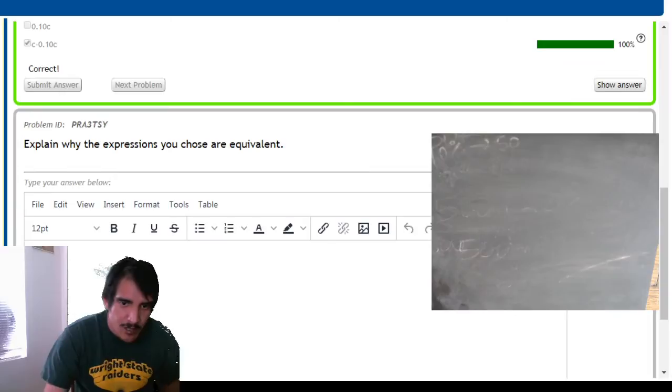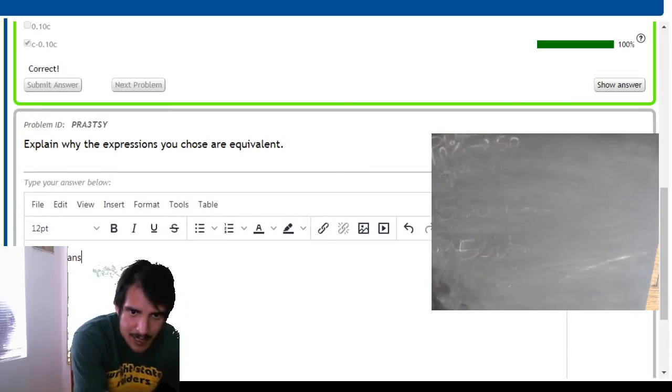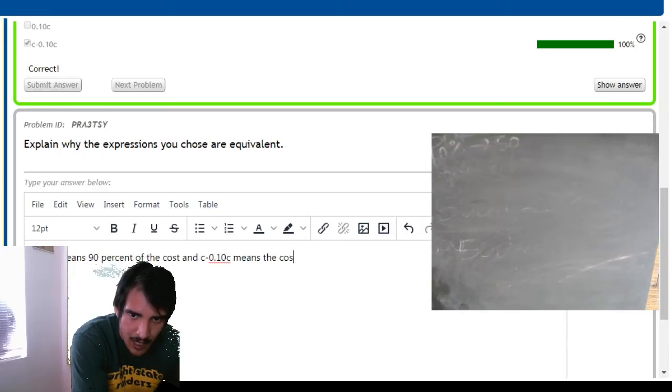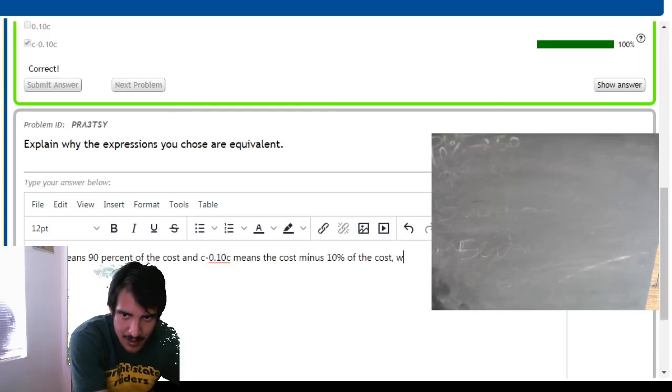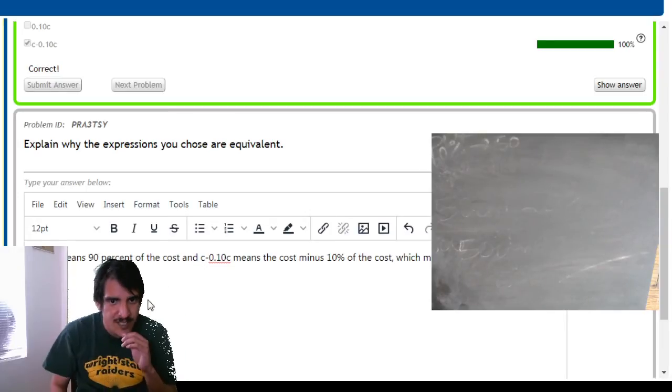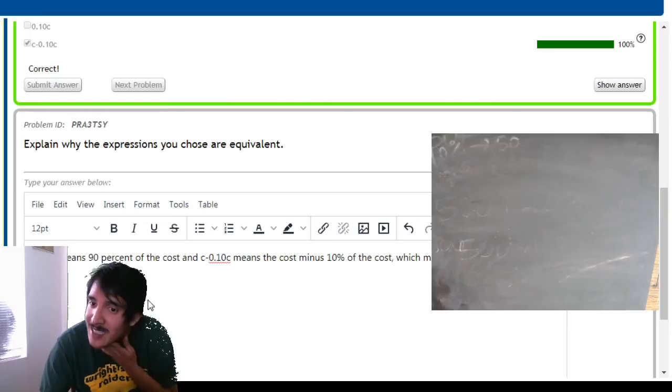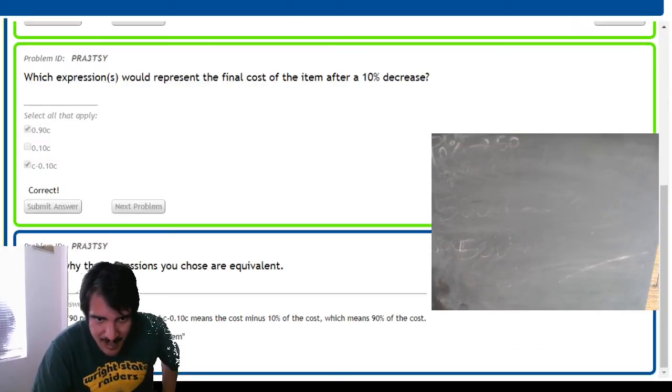Explain why the expressions you chose are equivalent. 0.90C means 90% of the cost, and C minus 0.10C means the cost minus 10% of the cost, which means 90% of the cost. So there you go. 0.90C means 90% of the cost, and so does C minus 0.10C, because that just means take 10% off, which means 90%.